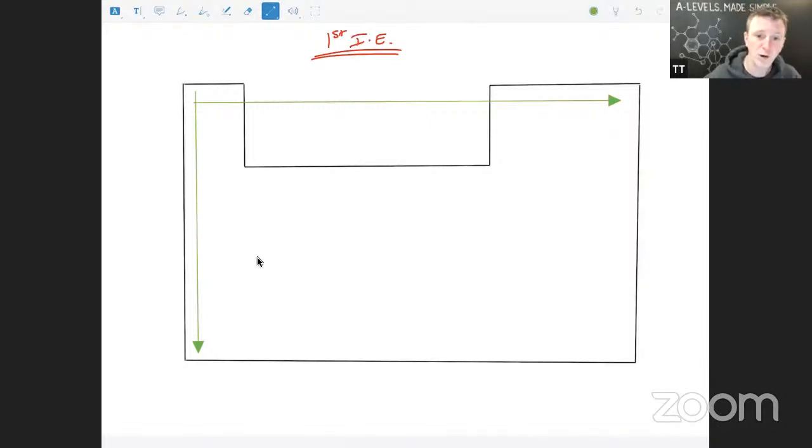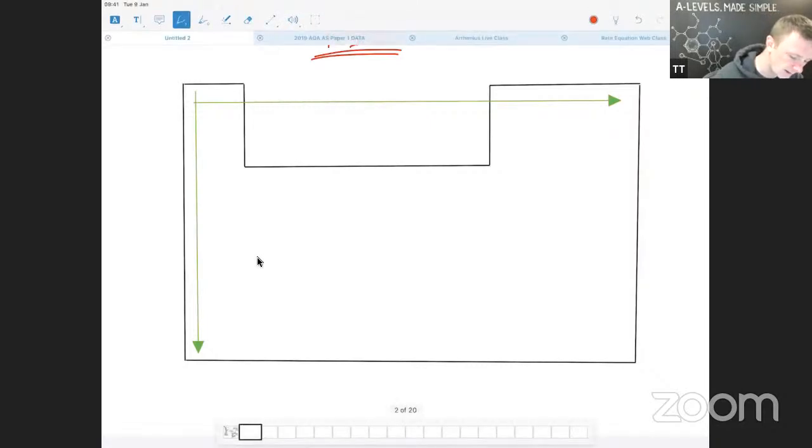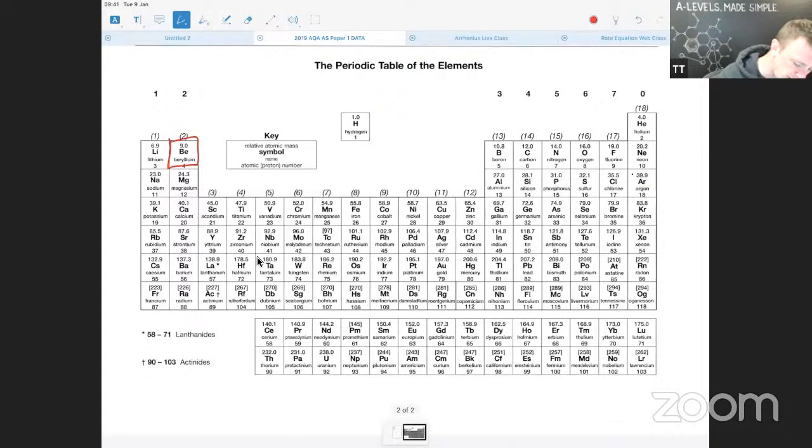Now, we've got to talk exceptions, all right? So I'll tell you what, let's go on to this. Our first exceptions are between beryllium and boron, and magnesium and aluminium, okay? Let's do beryllium and boron, 4 and 5.